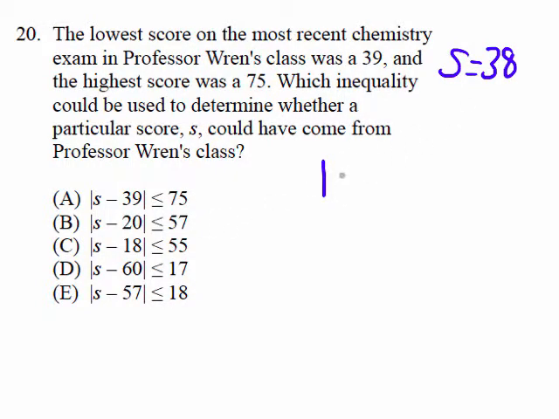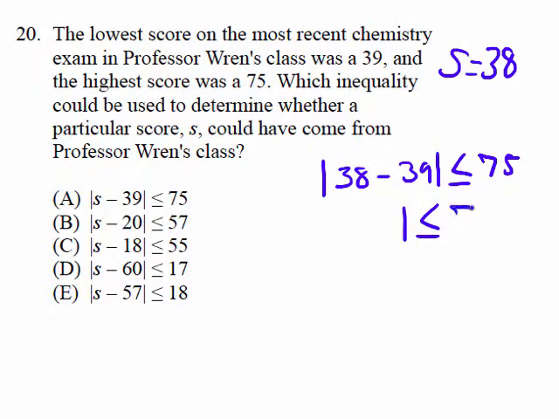So I'm going to do choice A, and that's going to be 38 minus 39, absolute value, is less than or equal to 75. Well, of course, this left-hand side is just going to be 1, and that is less than or equal to 75. I got a true inequality. I don't want a true inequality because 38 should not work. So the fact that I got a true inequality means I'm going to cross off A. See how that's confusing? This is why I'm not a big fan of plugging in on questions like this.